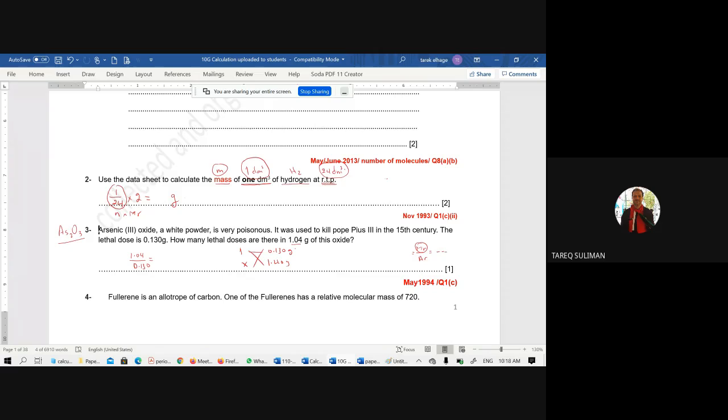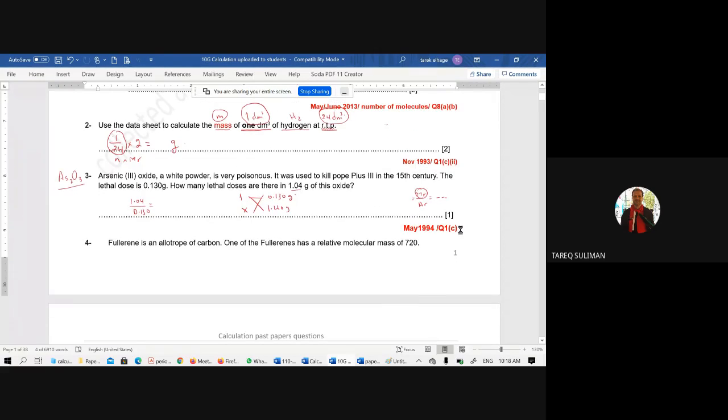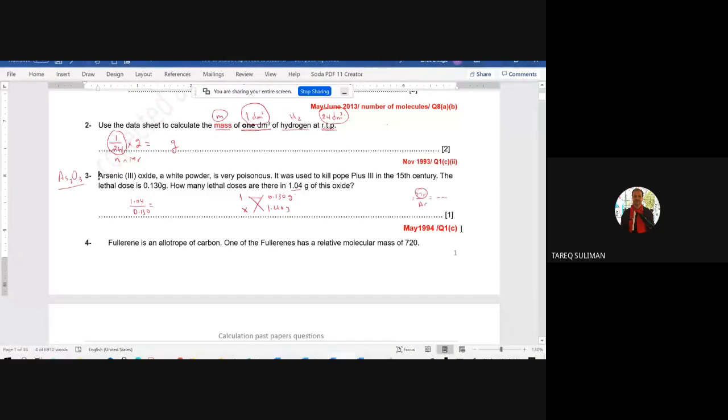Yes, Mr. So the question below is similar, the idea that I have just given above. Fullerene is an allotrope of carbon. One fullerene has this relative molecular mass. How many carbon atoms are there in one molecule of this fullerene? What is the number of atoms? How to find it? It is Mr over Ar.